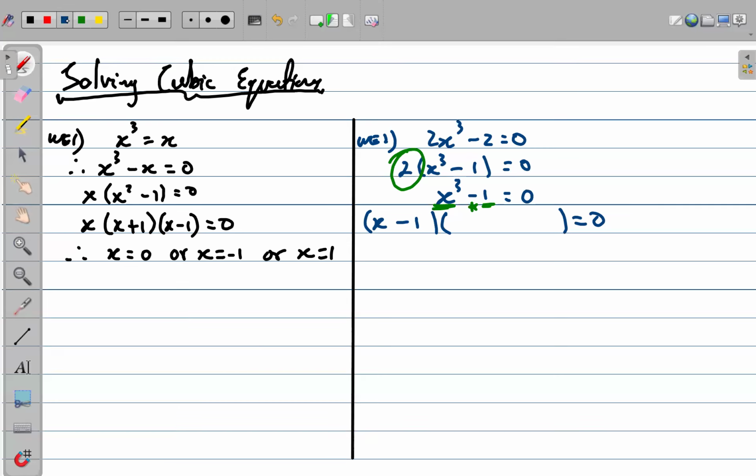To generate the second bracket, this goes back as grade 10. By the way, this is grade 10 work really. I have to square this. So I'm reminding you here. Now I've got to square that. Now the sign that comes next for the x term must be a positive. These signs are always opposite.